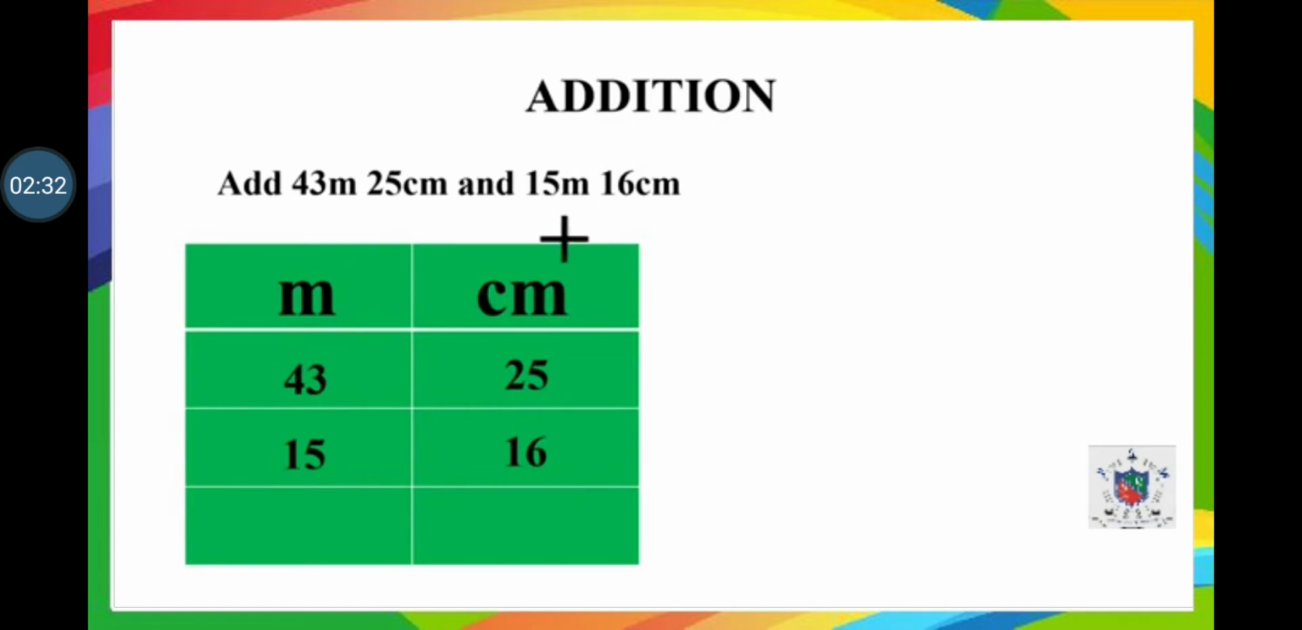Now we have to add it. Centimeter will be added into centimeters and meter will be added into meters. So 5 plus 6 is 11. 1 will be here and 1 will be carried forward. 2 plus 1 is 3 plus 1 is 4. Now we need to add the meters. So 3 plus 5 is 8 and 4 plus 1 is 5. So after adding, we get the answer as 58 meters and 41 centimeters.